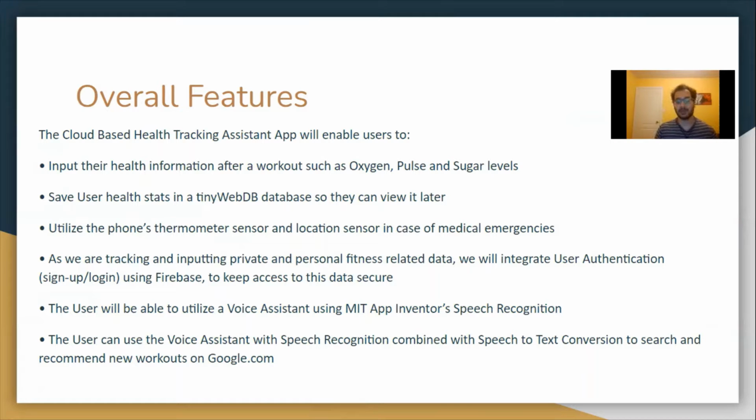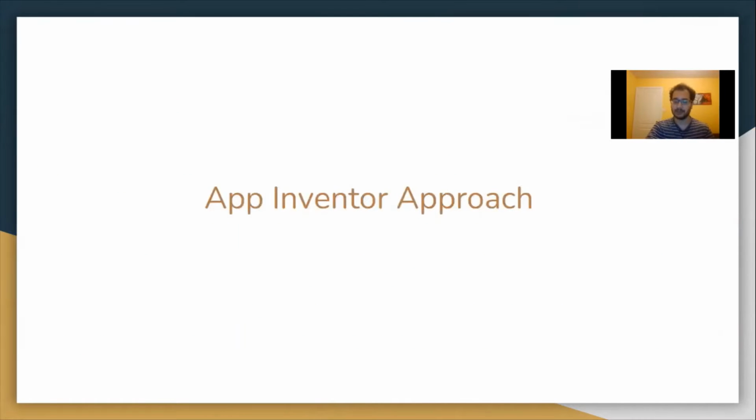The user will be able to utilize a voice assistant using MIT App Inventor's speech recognition, and the user can use the voice assistant with speech recognition combined with speech-to-text conversion to search and recommend new workouts on Google. So now let's take a look at our approach.